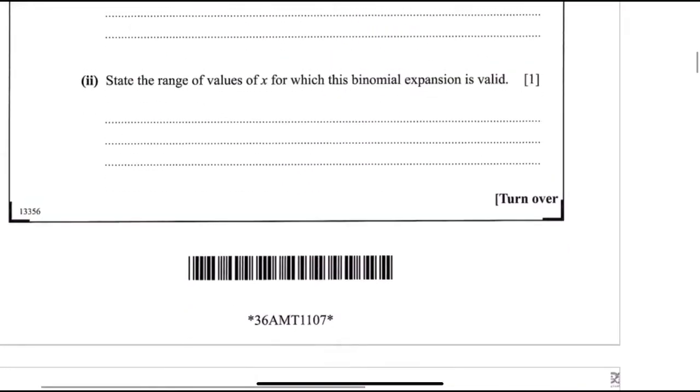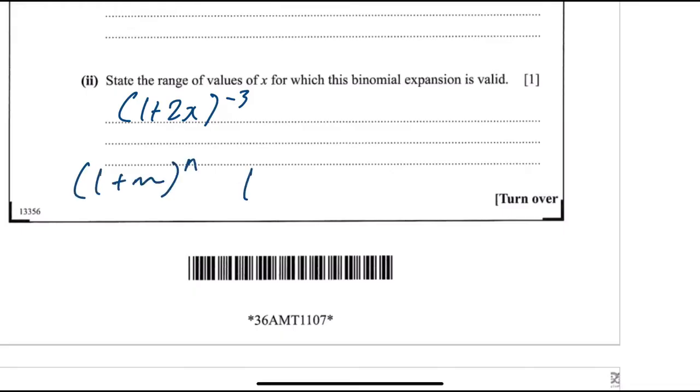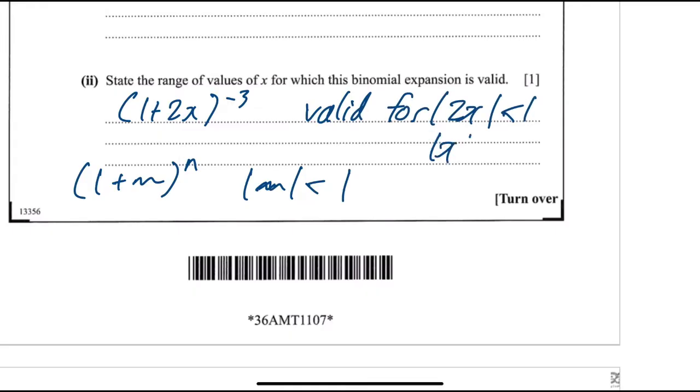Next one says, state the range of values for x for which the binomial expansion is valid. Your expansion now is 1 plus 2x to the power of minus 3. And what I teach people is if you have it in the form 1 plus squiggle to the power of n, it's valid for modulus of squiggle is less than 1. So in this case, this is valid for modulus of 2x is less than 1. Divide across by the 2, you'll have modulus of x is less than a half. That's when it's valid.